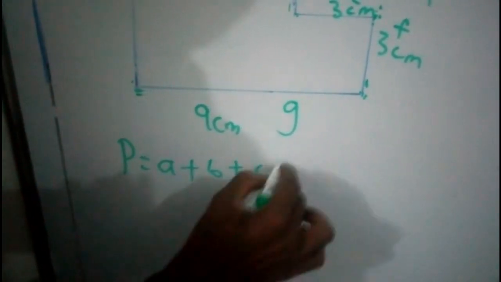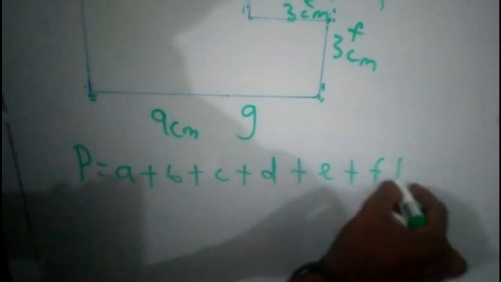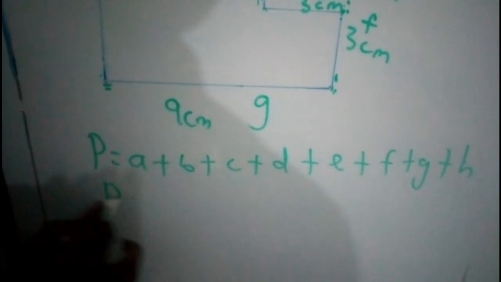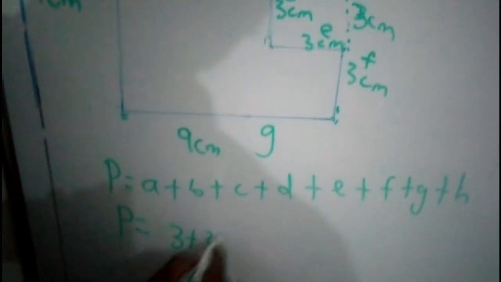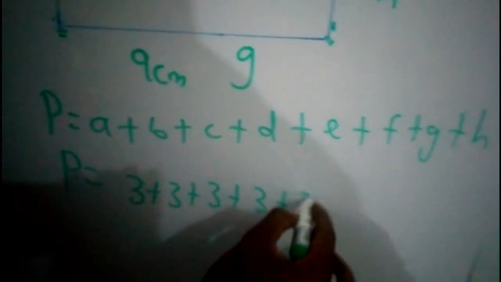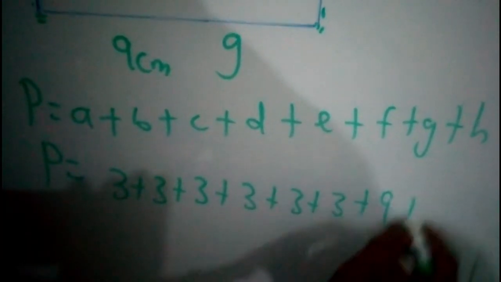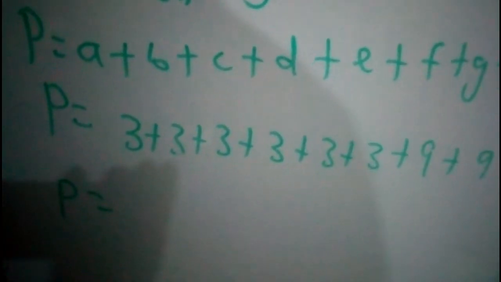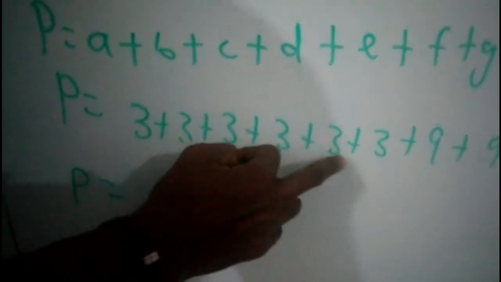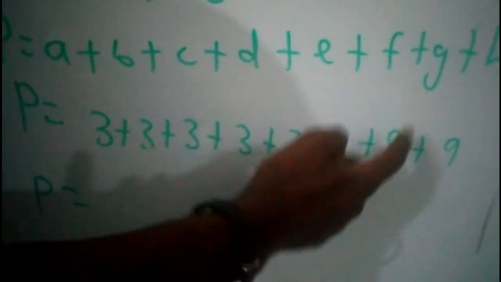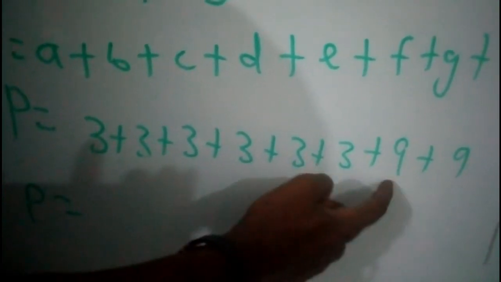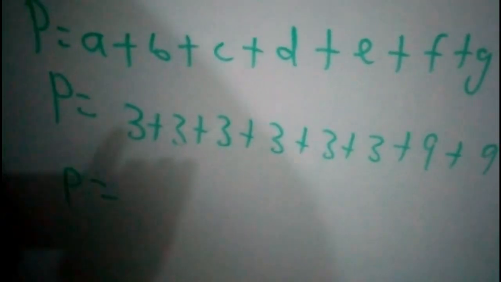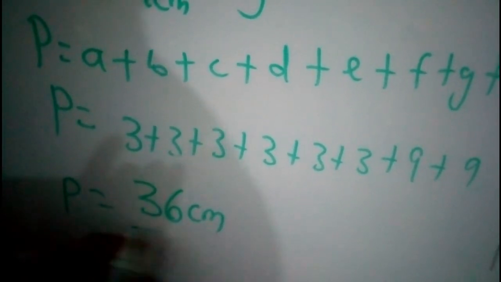The next thing is to write our perimeter. Is A plus B plus C plus D plus E plus F plus G and plus what? H. So let's substitute. What's our A? 3, B is 3, C is 3, D is 3, E is 3, F is 3, G is 9, and H is what? 9. So our mental sum: 3 plus 3, 6, 6 plus 3, 9, 9 plus 3, 12, 12 plus 3, 15, 15 plus 3, 18, 18 plus 9 gives you what? 27, and 27 plus 9 gives you what? 36. So answer is what? 36 centimeters. So that's the perimeter of this shape on the board.